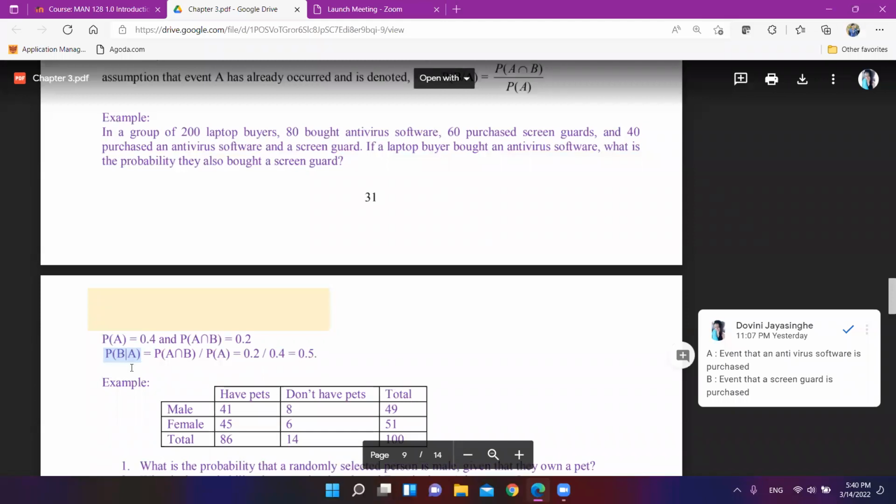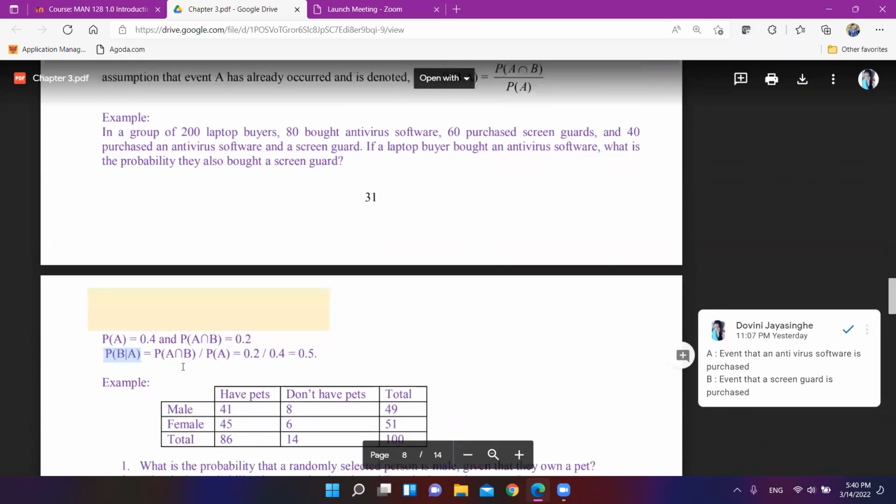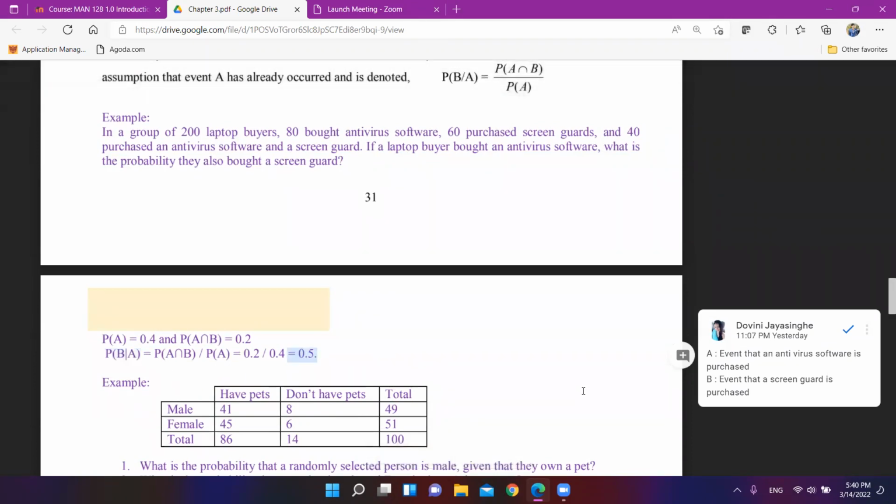Given that A has happened, what's the probability of event B happening? By definition, this is the formula. You just plug in these values into this formula, and you get the answer, that is 0.5. Is that clear?